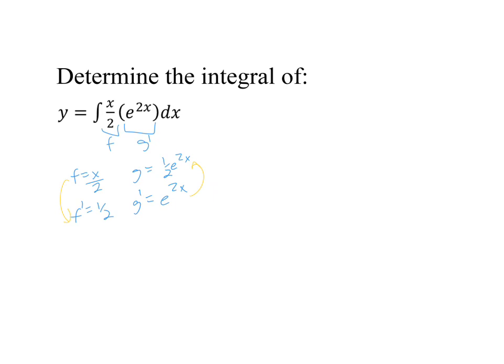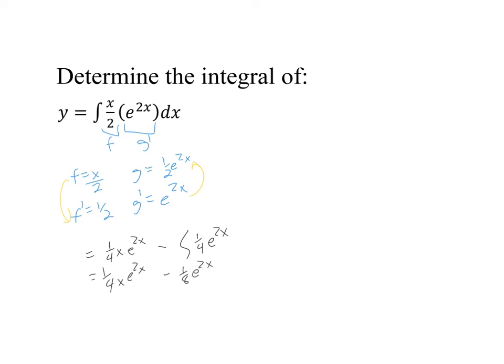If we plug it into our formula, we would have f times g. So we'd have 1/2 times 1/2, which would be 1/4 x e to the 2x. And then we'd subtract our integral of 1/2 times 1/2, which is 1/4 e to the 2x. That integral we can do. It's pretty straightforward. So we would keep it the same and divide by 2 again, which would now be 1/8.